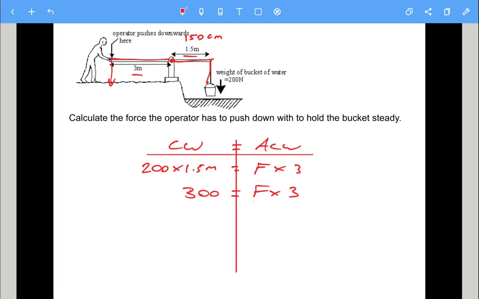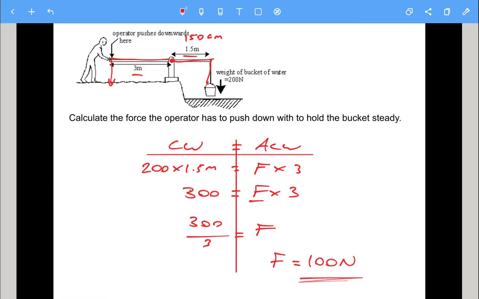As you can probably see, this is pretty straightforward. We need to get F on its own, make it the subject, so we need to get rid of the times 3. We need to do the opposite of times by 3, which is dividing by 3. So 300 divided by 3 would give a force of 100 newtons.